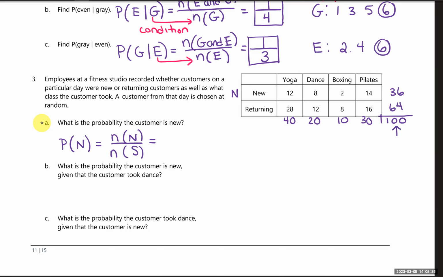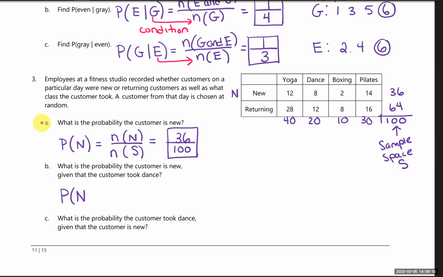So if there's no condition, you're looking at everybody in your sample space, which would be the 100 people. So out of the 100 people, the number of those that were new is 36. So 36 in 100 chance, you would get somebody that was new. And again, I'm just leaving it in fraction form because I actually want to compare those denominators as we get to conditions.